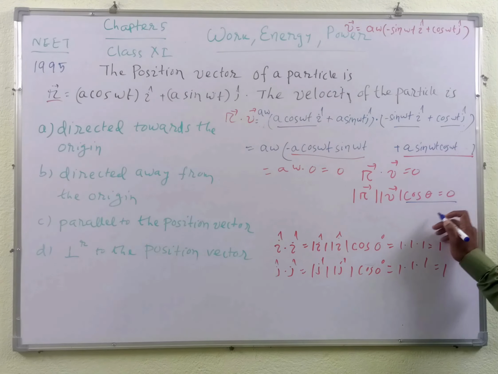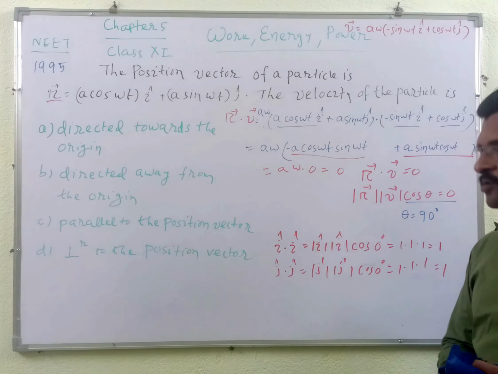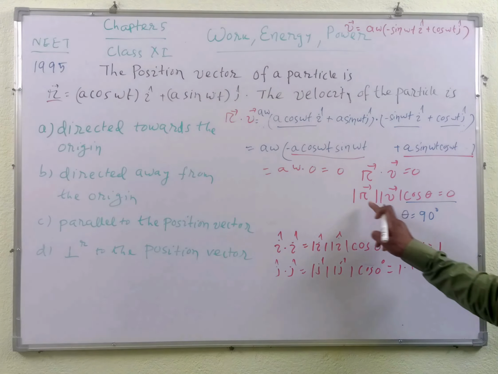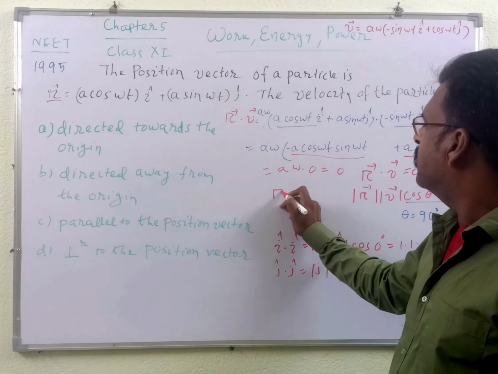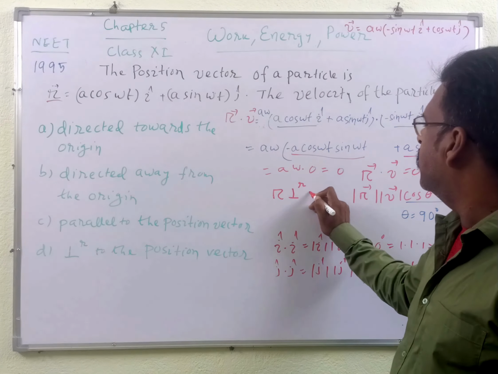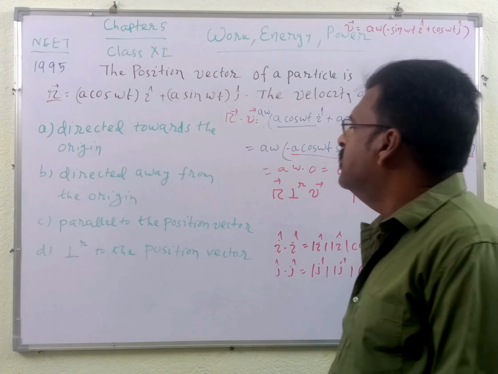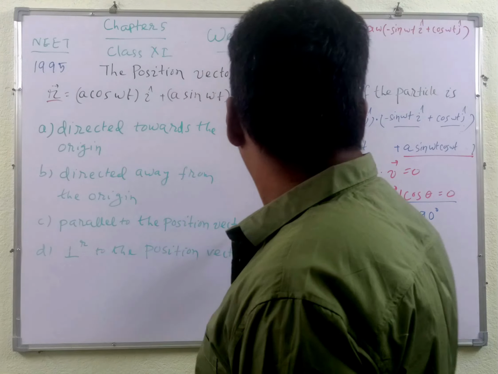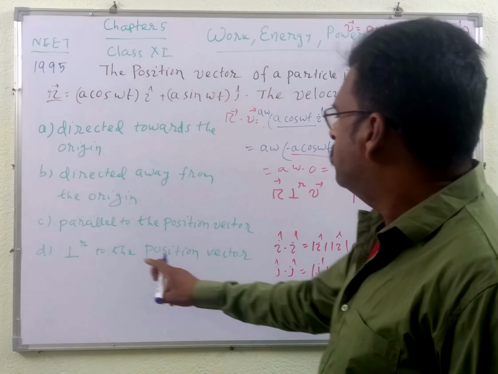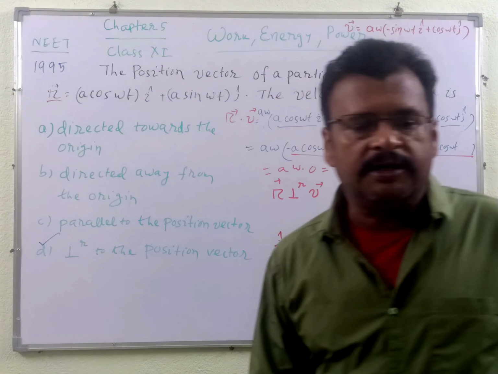Then what if cos theta is 0? What is theta, students? Theta is 90 degrees. We know cos 90 degrees is 0. So students, the angle between r and v is 90 degrees, or in other words, r is perpendicular to v. Vector r is perpendicular to vector v. So option 4, the velocity of the particle is perpendicular to the position vector, will be correct for this question, students.